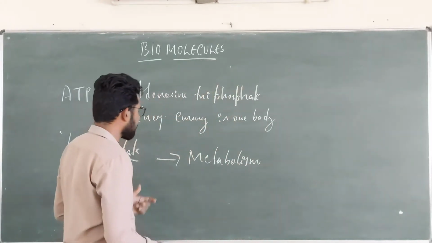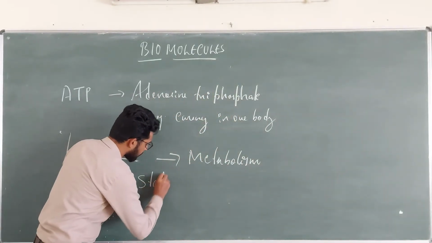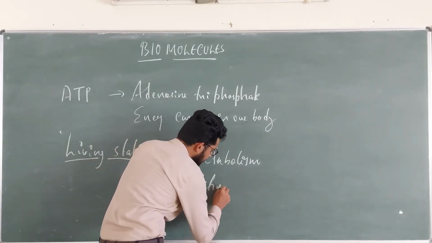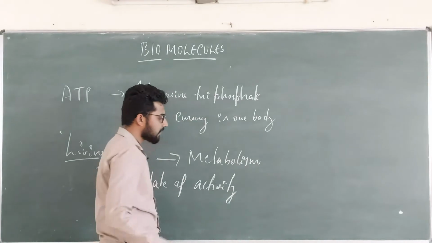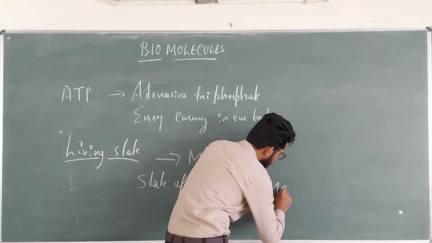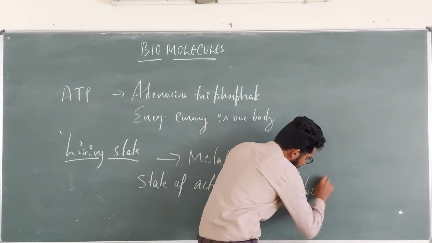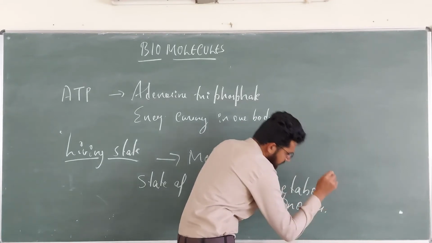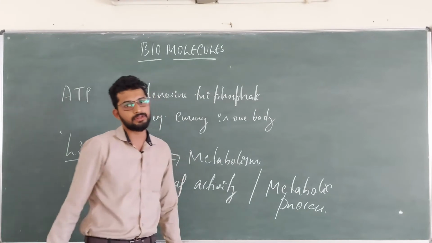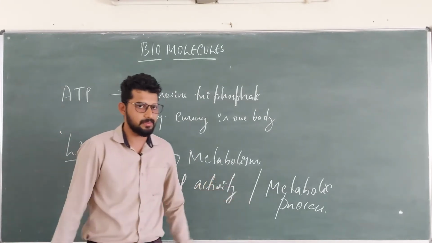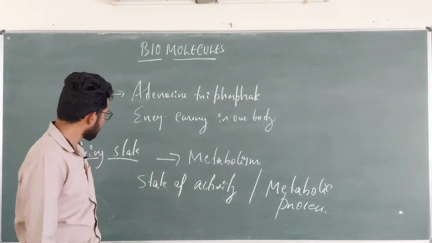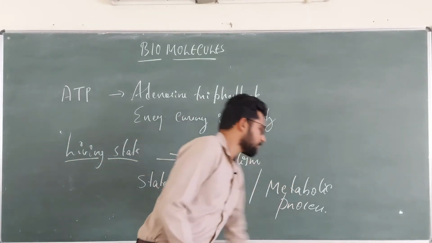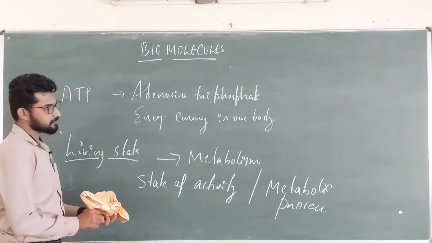Living state is a state of activity, or the state where you can find the metabolic process. Because of that, our system never allows us to fall into the equilibrium state. We are always in a non-equilibrium state. That is about the living state.